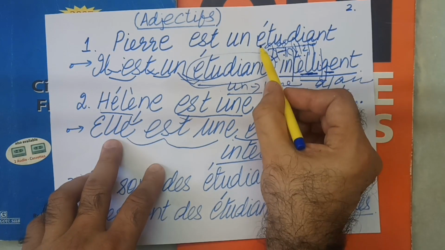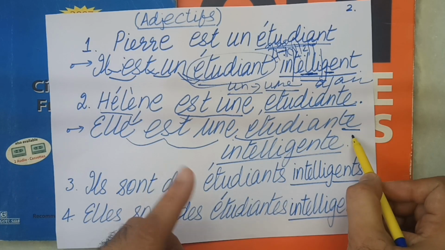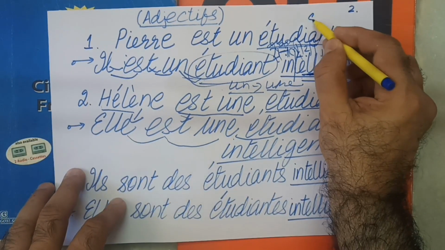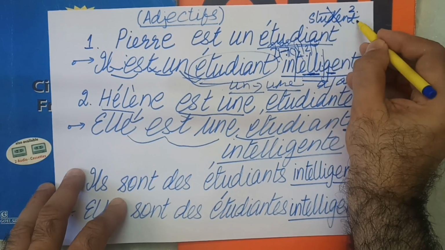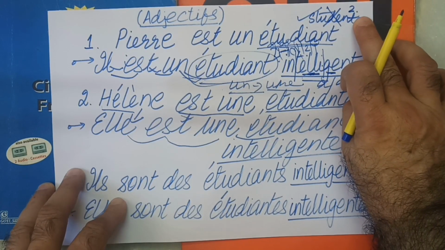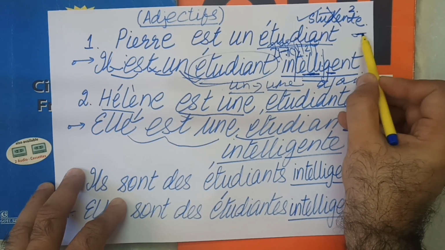The noun étudiant is also going to change in French. In English I would say he is a student, she is a student, so student remains constant. Now in French, for masculine it is without E and for feminine you will put an E. That is what the concept is.